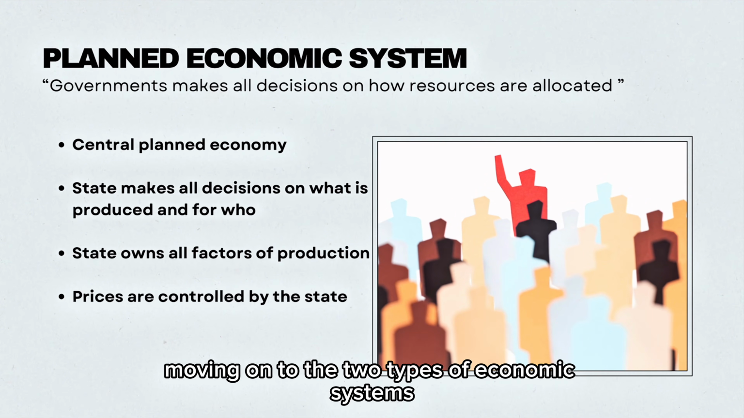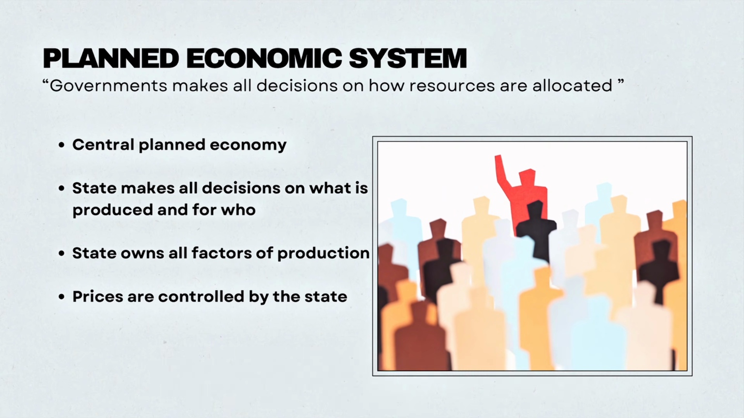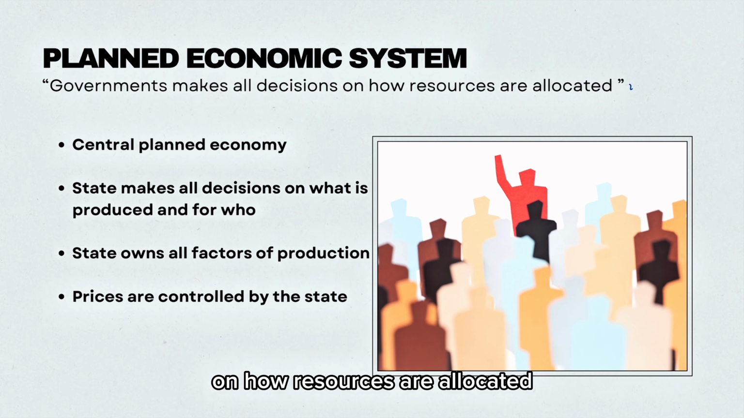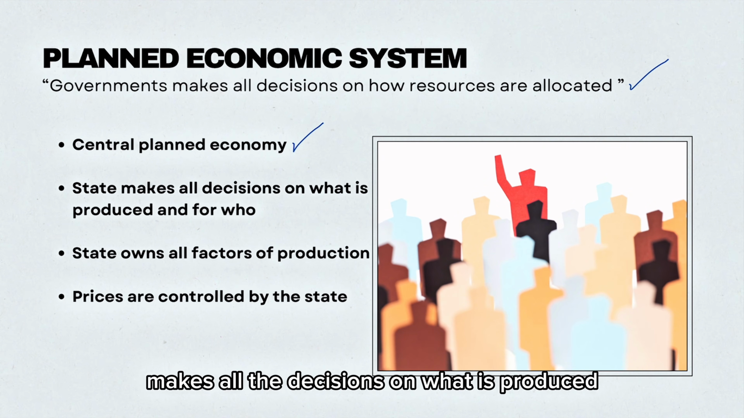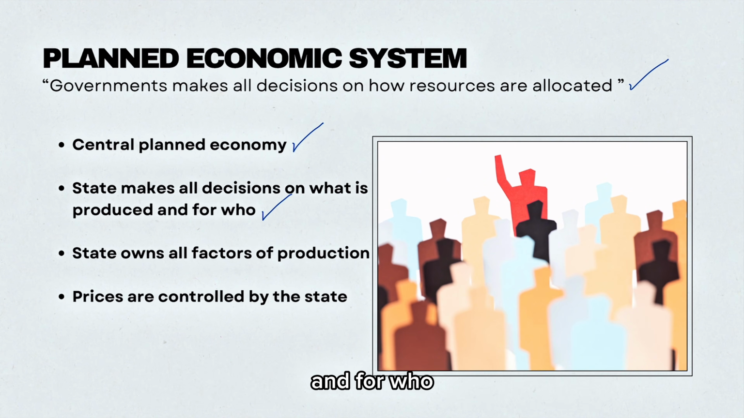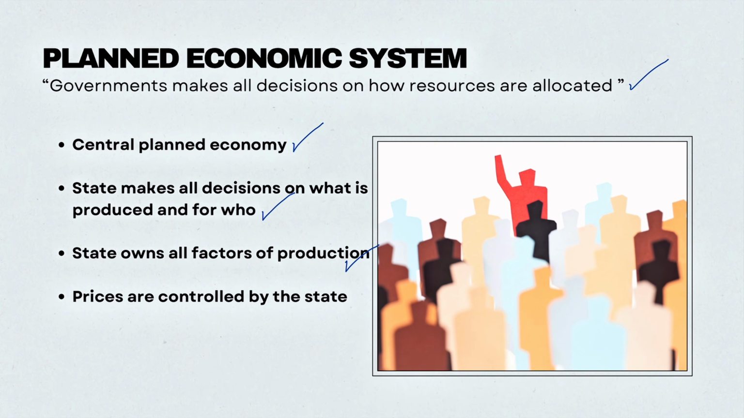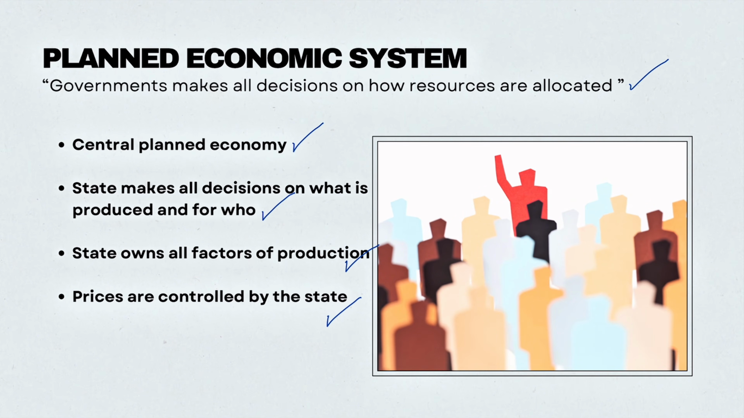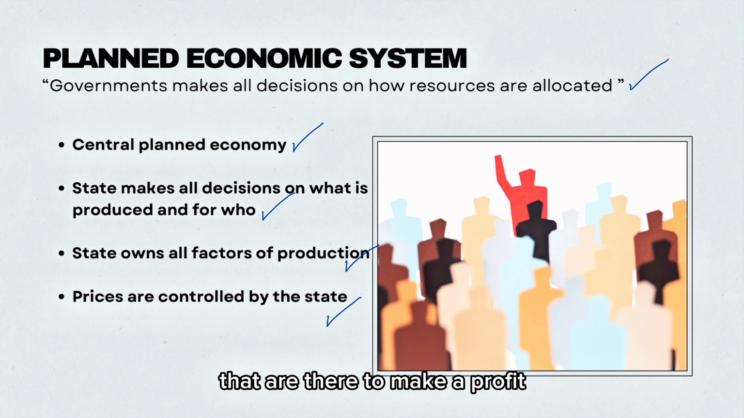Moving on to the two types of economic systems. Our first system is the planned economic system. This is when governments make all the decisions on how resources are allocated. This is also known as a centrally planned economy, and the state or the government makes all the decisions on what is produced and for who. They also own all of the factors of production, and prices are controlled by the government. In this economy, there are no private individuals that are there to make a profit.